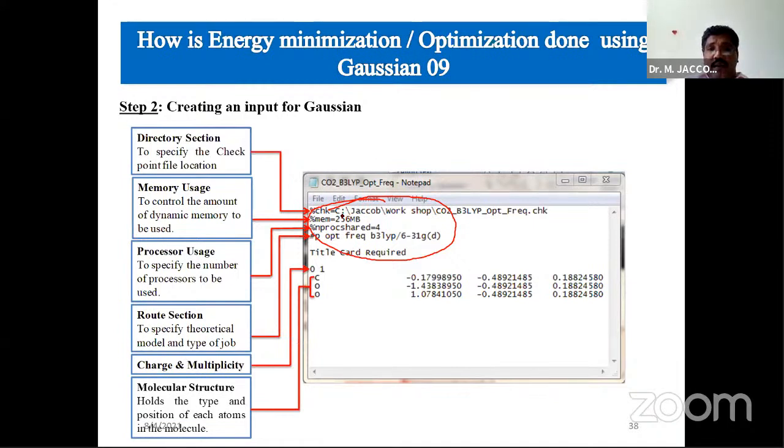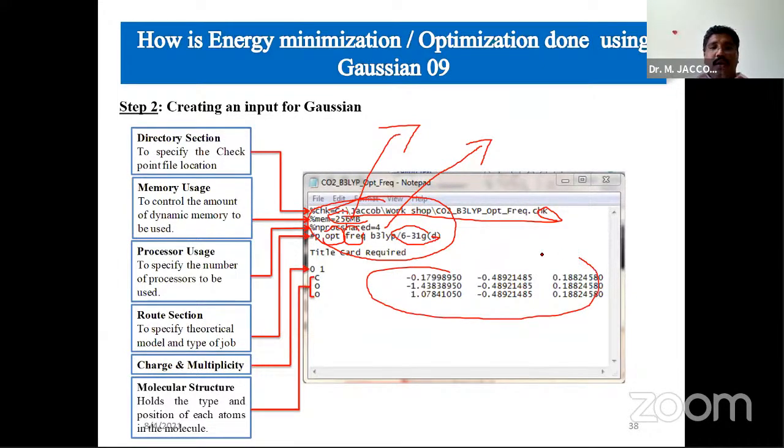These are all the directory sections where the scratch file has to be saved. And then what is the memory? This is very important in order to run the calculation. And then how many processors I am sharing, and what functional and basis set I am using in order to optimize, and I am going to calculate both Raman and IR.